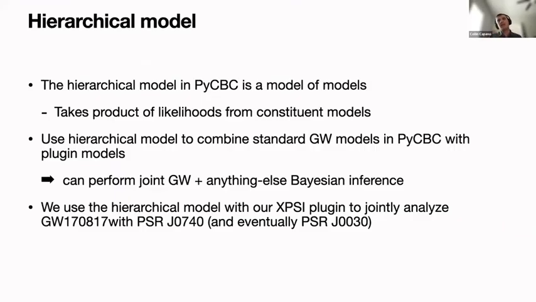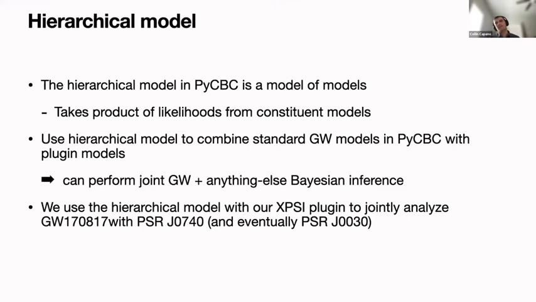Okay, but that was just reanalyzing the NICER data with PyCBC. That's not that interesting because XPSI can do that on its own, and there's also the Miller et al. code that can do that. But like I say, what we ultimately want to do is combine this with the gravitational wave data and do this grand Bayesian inference. How do we do that?